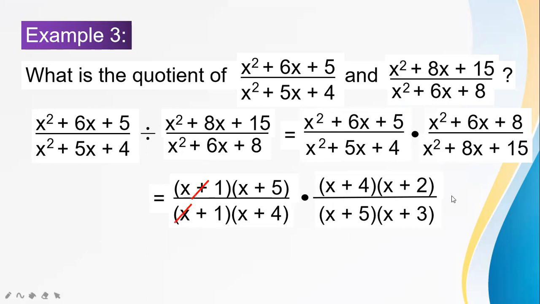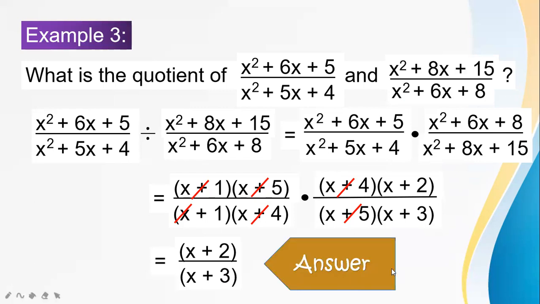Then after that, you cancel out the common factors. So that will be the next step. We have x plus 1, cancel out. x plus 5, cancel out. Then x plus 4, cancel out. Therefore, the remaining factors are x plus 2 and x plus 3, and this will be your answer.